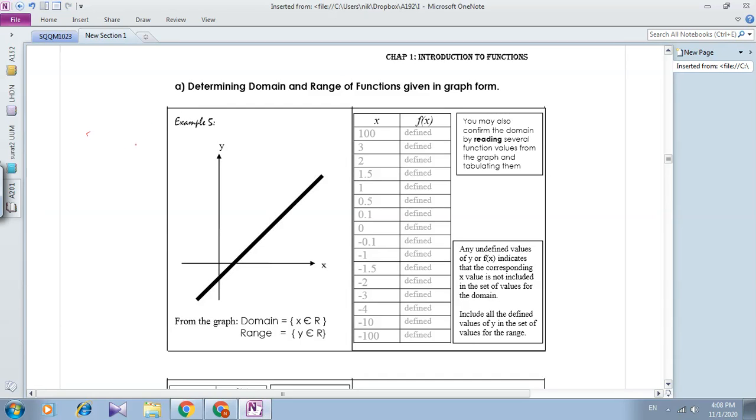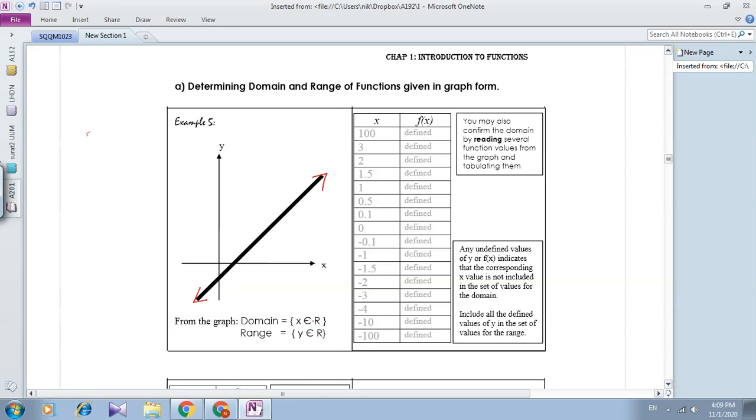In example 5, we have a linear graph. The top part of the graph is actually extending infinitely. It doesn't stop here. The same thing for the other end. That's why the domain is x all real numbers, and the same for range, where the value inputs that you can consider vertically will be y are all real numbers.